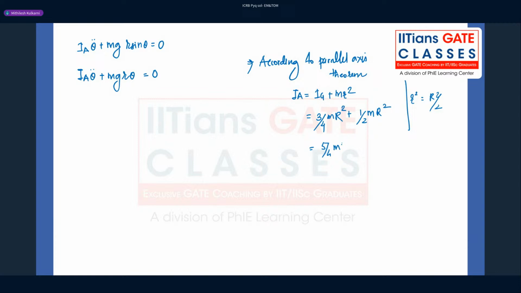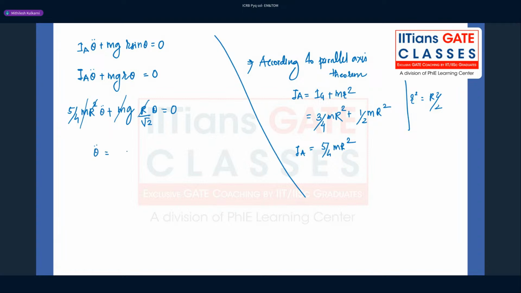So it will be total 5 by 4 MR square, which will be Ia, that is the moment of inertia about the point A, that is the pivotal point. So now this equation can be simplified as 5 by 4 MR square theta double dot plus mg, r can be written as r by root 2, theta equal to 0. So from this, we cancel out the R value, and we can say that theta double dot is equal to 4g divided by 5 root 2 r, theta. Theta double dot plus 4g by 5 root 2 r, theta equal to 0.